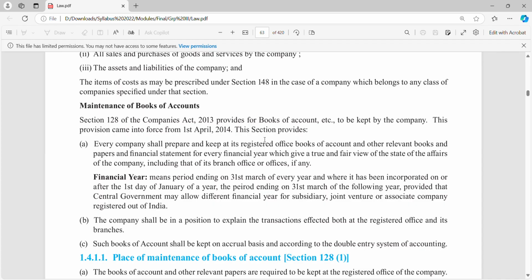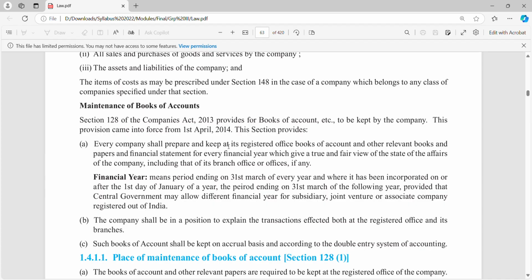This provision came into force from 1st April 2014. This section is a little less important. For Section 128, if you are able to remember sections, then please go for sections; otherwise you can avoid sections.